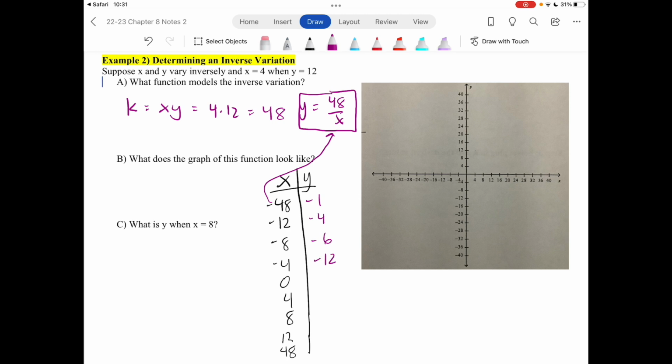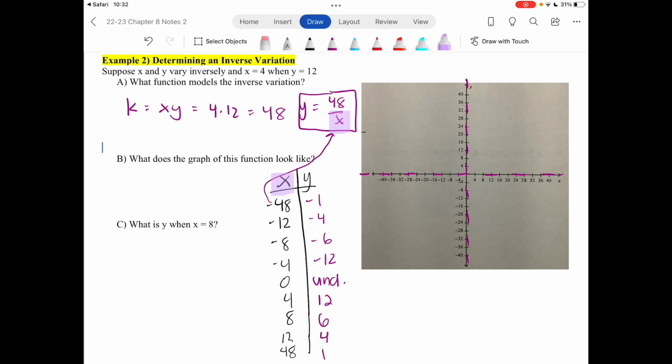And if we plug in 0, we're going to notice that we get an error. That's because we can never have 0 in the denominator. So we're actually going to end up being undefined here. This is what's going to lead to us having an asymptote on the x-axis, and we're also going to have an asymptote on the y-axis for that reason. If we plug in a positive 4, we get out positive 12. 8, we get out 6. 12, we get out 4. And 48, we get out 1. Again, we're just taking each of these x values and plugging them into our equation. And we picked x values that fit in nice whole numbers.